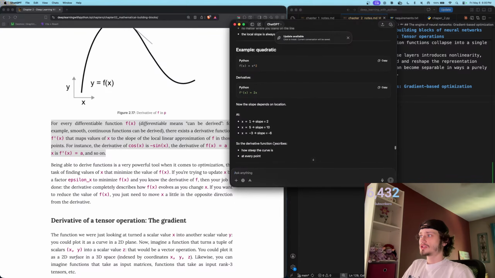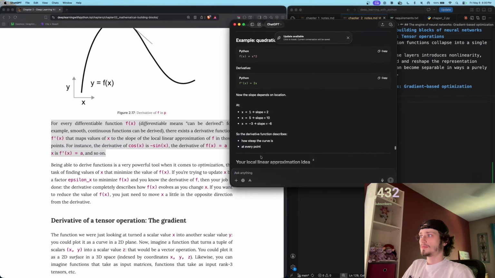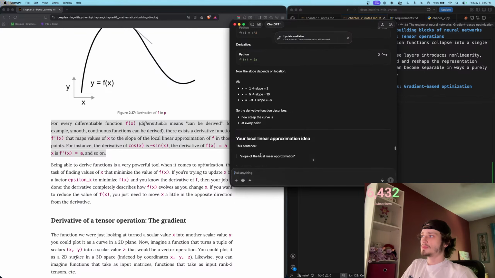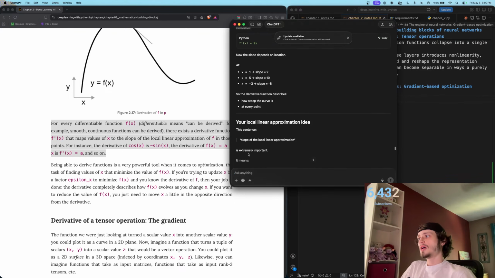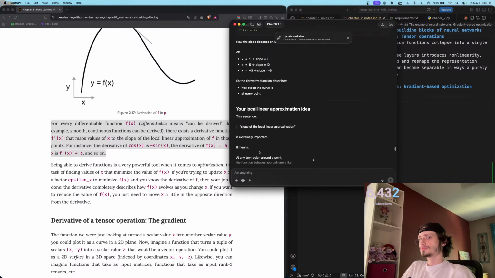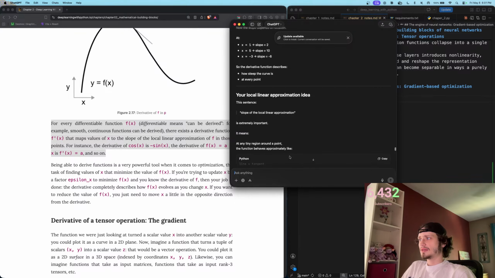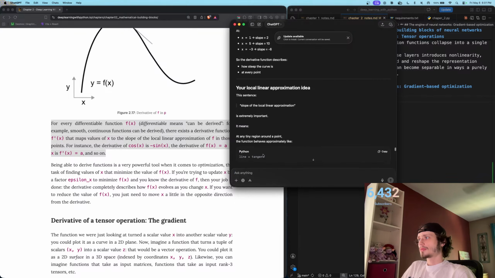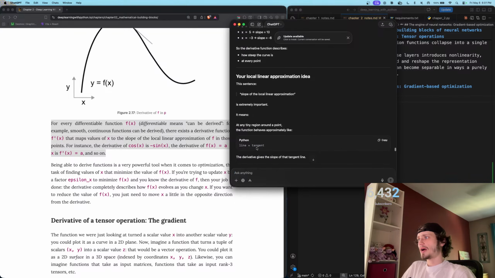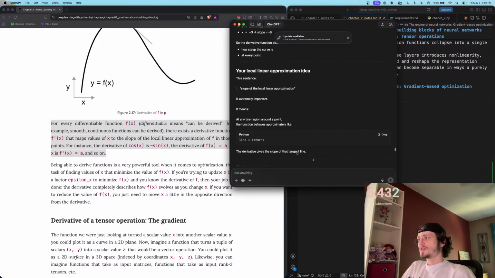So the derivative function describes how steep the curve is at every point. Your local linear approximation idea. This sentence, slope of the local linear approximation, is extremely important. It means, at any tiny region around a point, the function behaves approximately like a line, a tangent line. The derivative gives the slope of the tangent line.